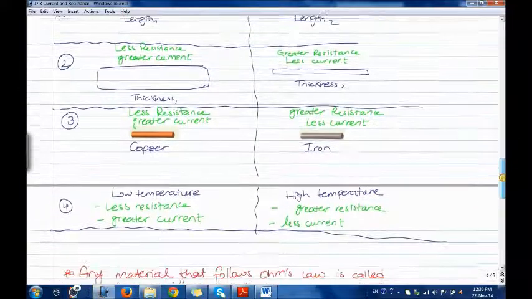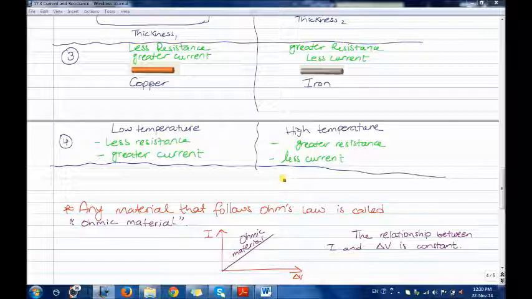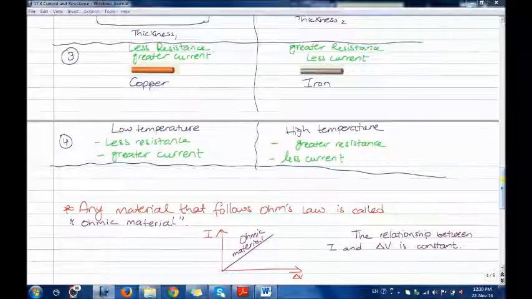Now the fourth factor, which is temperature. If the temperature is low, that means the resistance is less and the current is large. But if the temperature is high, there is a greater resistance and less current. So it's also opposite to each other.